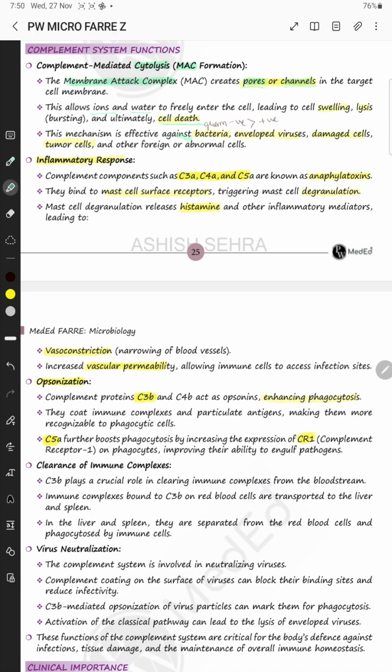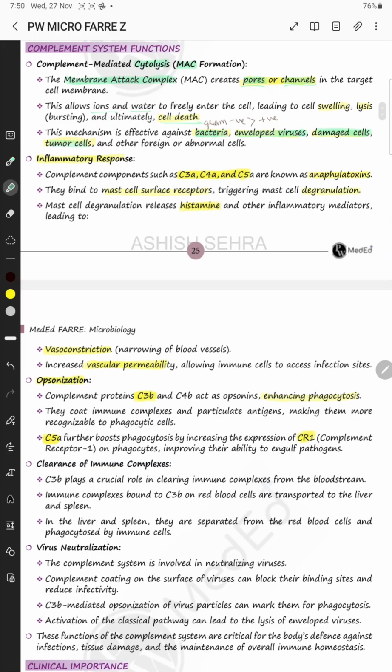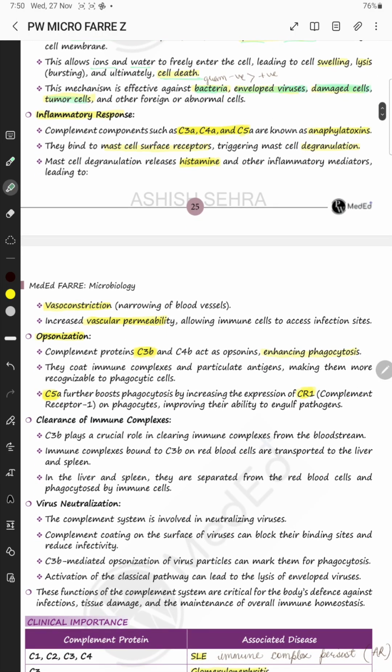This mechanism is effective against bacteria, enveloped virus, damaged cells, tumor cells and other foreign या abnormal cells. So काफ़ी wide range के against ये effective होता है. Bacterias, enveloped viruses, damaged cells, tumor cells या कोई भी foreign या abnormal cells.